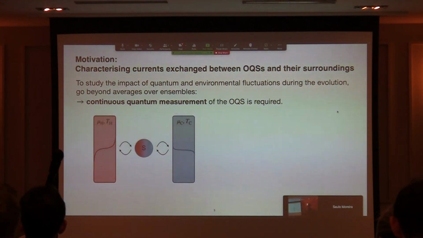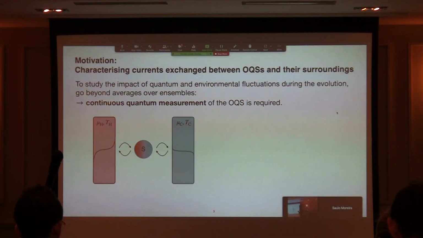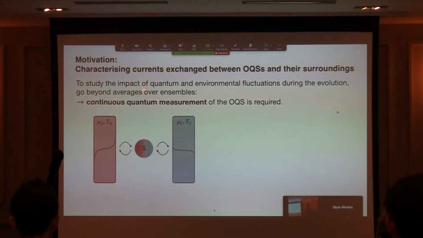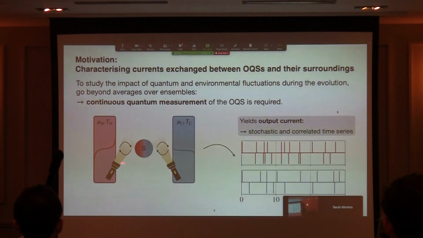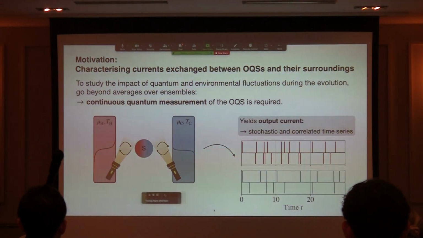Okay. Now, in order to study the impact of quantum and environmental fluctuations that occur during the evolution of the central system of interest, one typically has to go beyond studying averages over ensembles. So that's where the tool of continuous quantum measurement comes in. Assume you measure transitions of particles between baths that your central system is connected to. Then that will yield you an output current, which can be described as a stochastic time series of jumps.